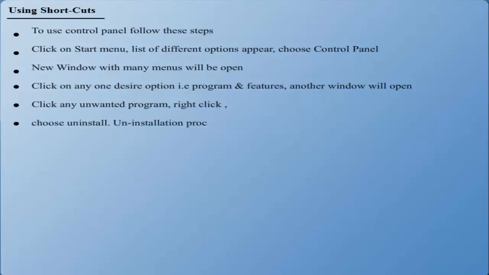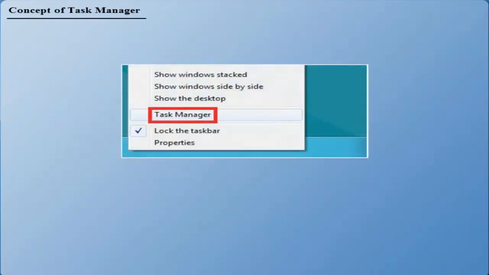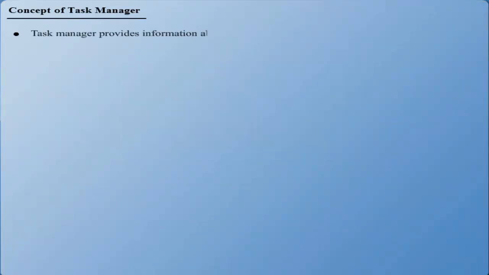Concept of Task Manager. The Windows Task Manager mainly provides information about all those processes or programs which are currently running on a system. The users can also access it by pressing Ctrl and Alt and Delete. It displays the currently running services, tasks, and processes.